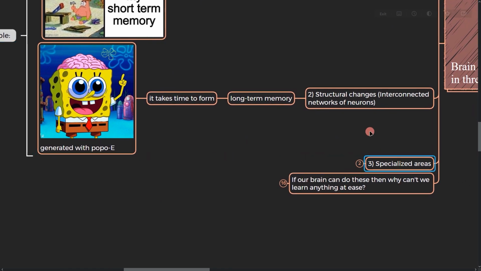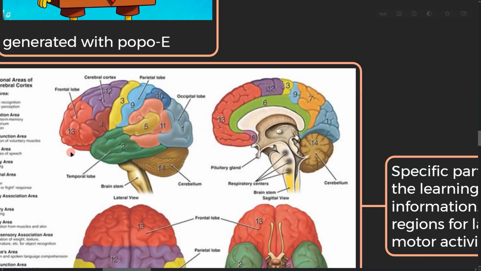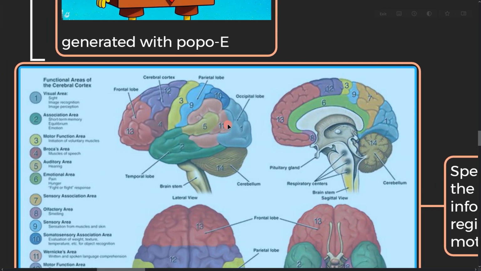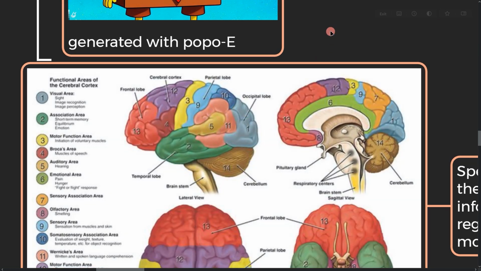So we also have something called specialized areas. Specific parts of the brain participate in the learning process of specific information. For example, there are specific regions for language, face recognition, motor activity, and spatial recognition. What does that mean? Take a look at this picture. Each color represents a different type of information. For example, this gray area, which is number 1 in the back of your head, is called the occipital lobe.